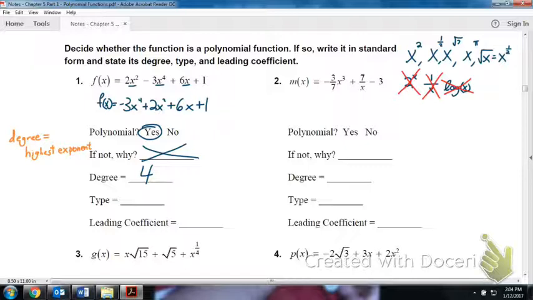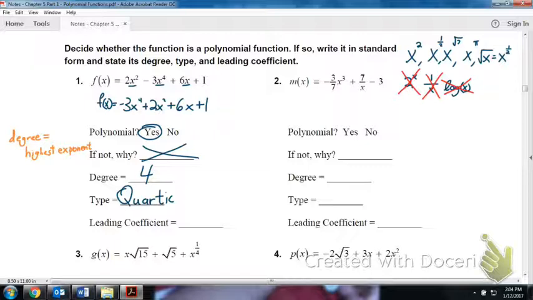The type. This simply just basically means what kind of polynomial this is. Is it linear? Is it quadratic? Is it cubic? This one's actually the highest degree is 4. So we call it a quartic. This is a quartic polynomial. That's not as important, but we're just trying to get you to see.